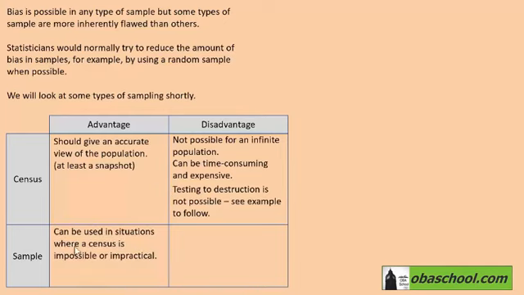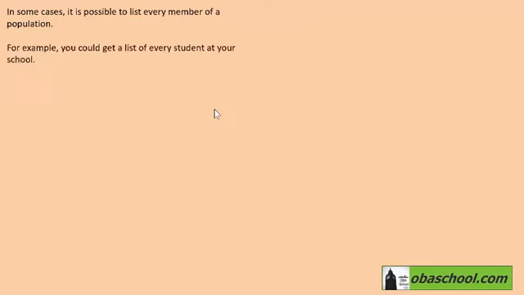A sample can be used in situations where a census is impossible due to an infinite population or impractical. It's quicker and cheaper than a census in general. But it may not be representative of the population. In some cases, it is possible to list every member of a population. For example, you could get a list of every student at your school. If we assign each student a number, we form what is known as a sampling frame from which we can draw our sample.